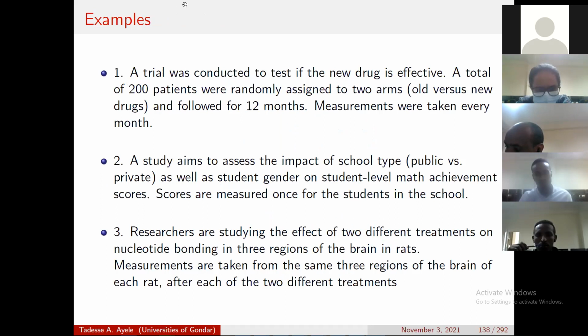Let us see the example. A trial was conducted to test if the new drug is effective. A total of 200 patients were randomly assigned to two arms.